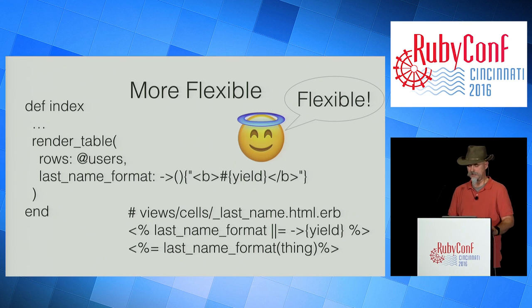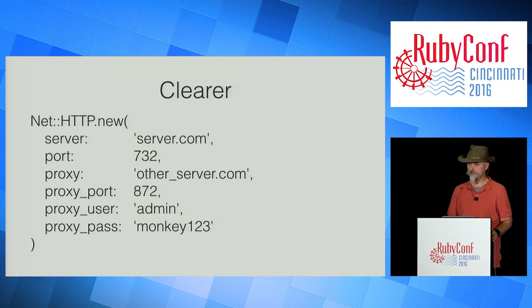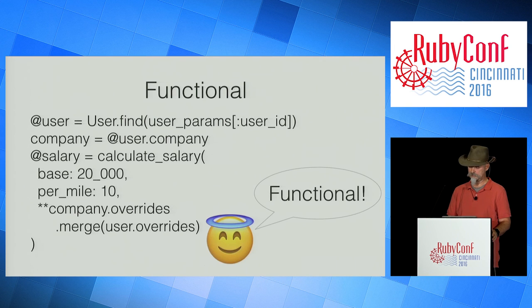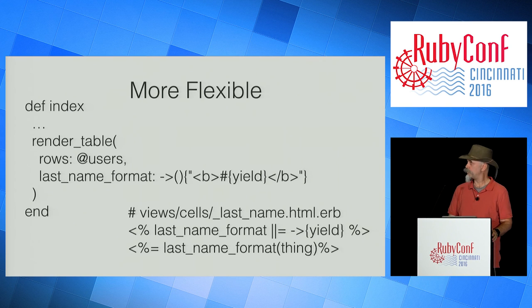Nearly out of time, but in summary, keyword args are clearer. They are more functional in a couple of different senses. They invite you to write a more functional, simpler style of code much of the time rather than an object-oriented bureaucracy. And they are more flexible.